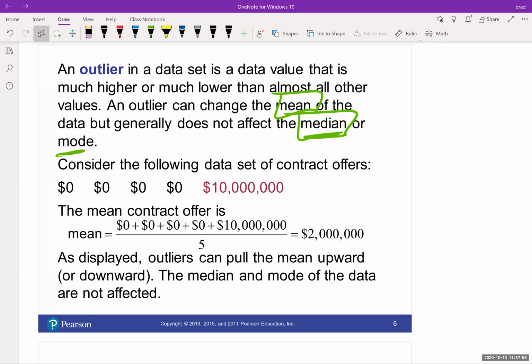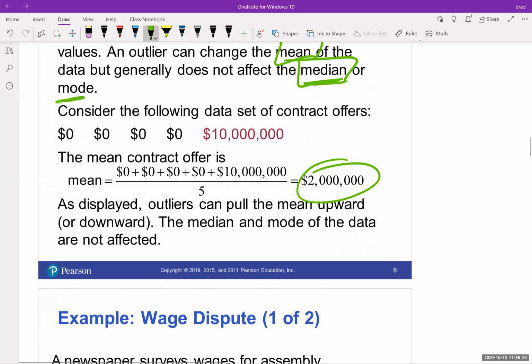So in this case, would you say that average contracts are $2 million? No, I mean, but according to this, it is. But if you were trying to decide if you were going to get a good contract offer and 4 out of the 5 offers were 0, I would not expect to get 2 million, right? That's basically saying that 10 million is an outlier. Okay.